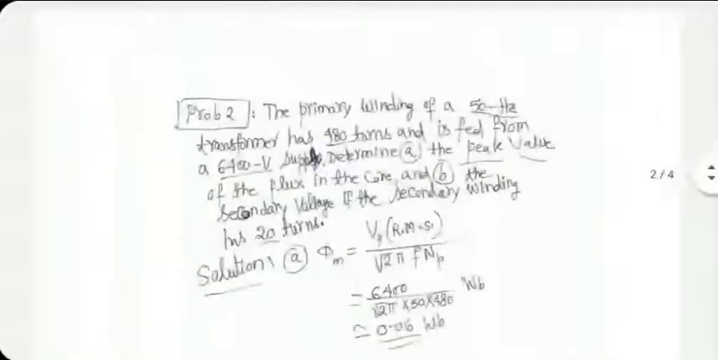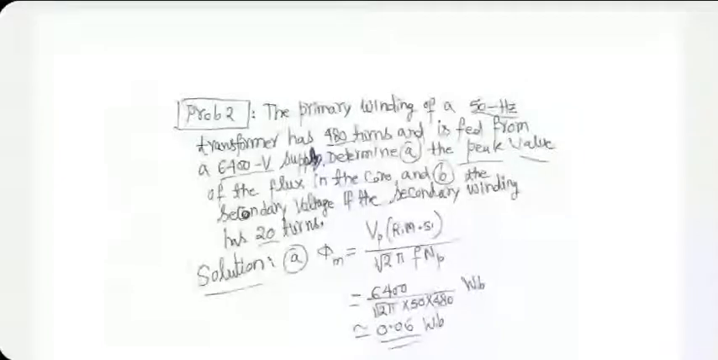Next problem. The primary winding of a 50 Hertz transformer has 480 turns and is fed from a 6400 volt supply. Primary voltage is 6400 volts. Determine the peak value of the flux in the core, that is phi m, and the secondary voltage if the secondary winding has 20 turns.